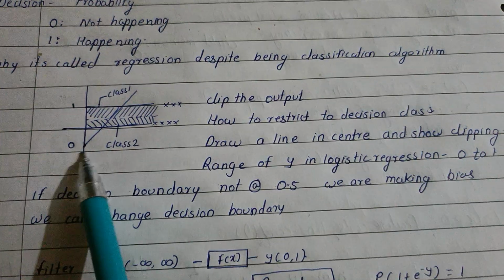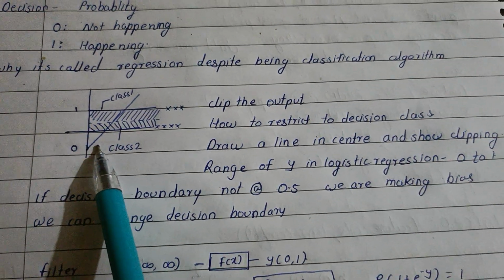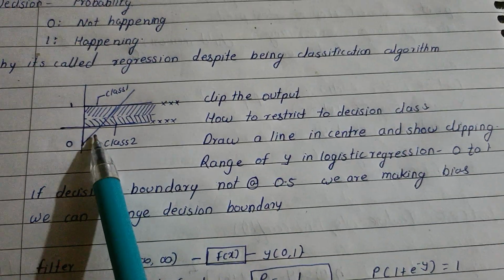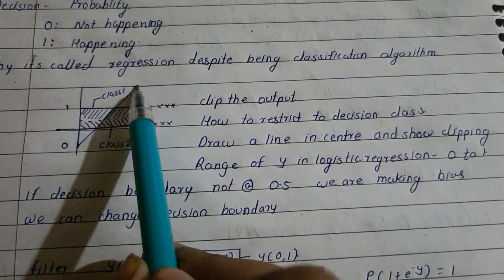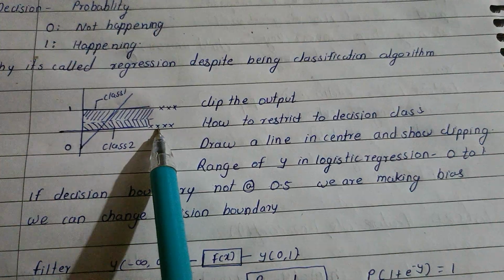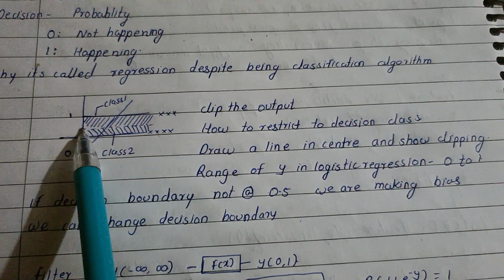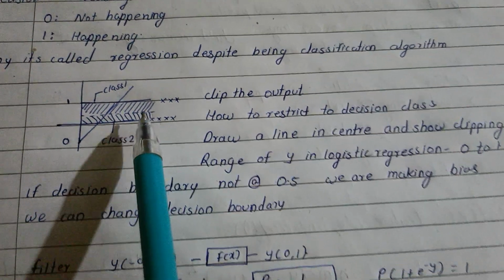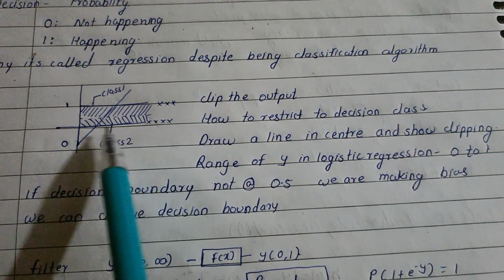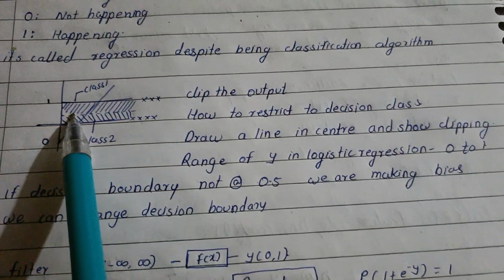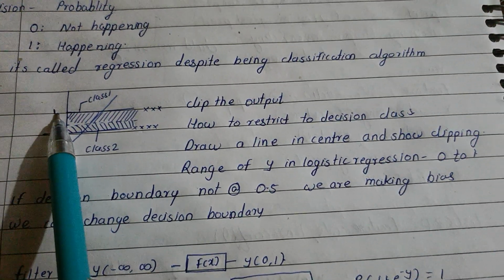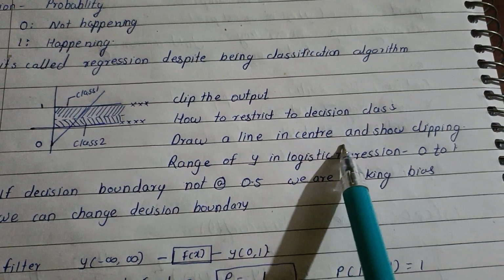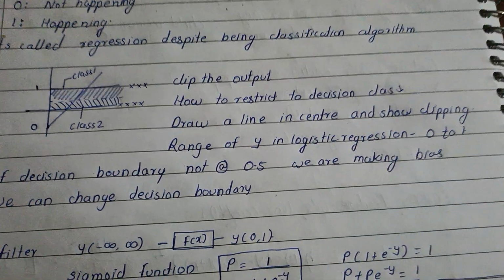Now how will I classify? First of all, I'll cut the extra line that is present, because since we are doing classification, I have to cut this regression line which is extending, from this part and this part. Now we have a classification problem. To classify it, I have drawn a horizontal line, and this line is called a decision boundary. Whatever lies below this decision boundary will be classified into the 0 subset, and whatever lies above it will be classified into the 1 subset. So we are clipping the output, and we have restricted the decision class by drawing a line in the center.